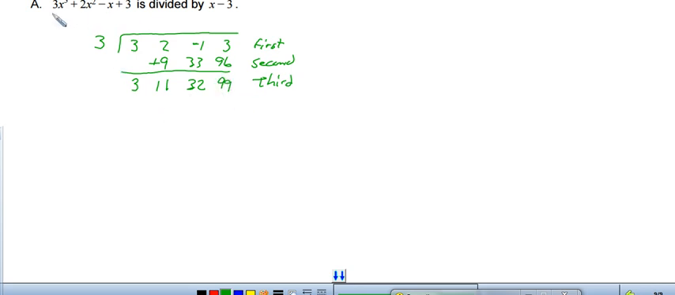So, when we take this polynomial and we divide it by this divisor, we end up with 3x to the second. Notice how I dropped the degree by 1. This was third degree. The answer will be second degree. Plus 11x plus 32 with a remainder of 99. Now remember, we can take the remainder and we can write it as a fraction. So 99 over x minus 3.